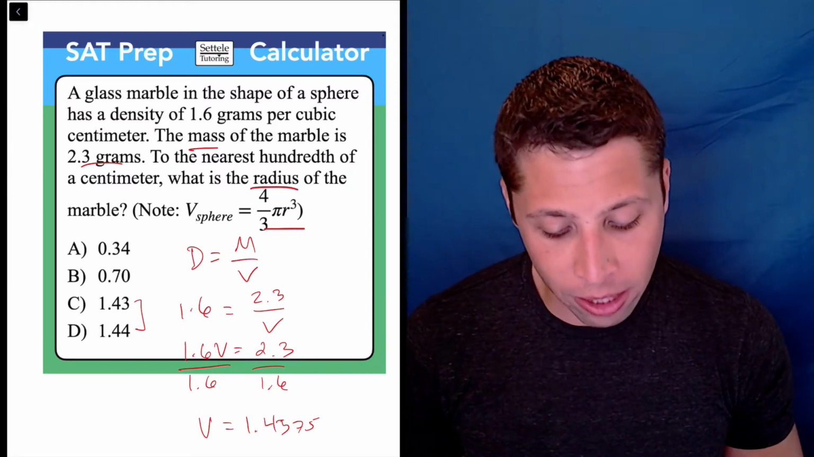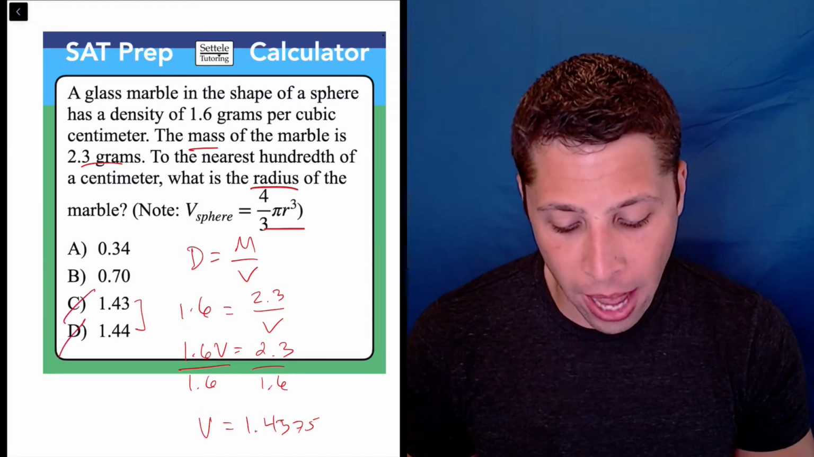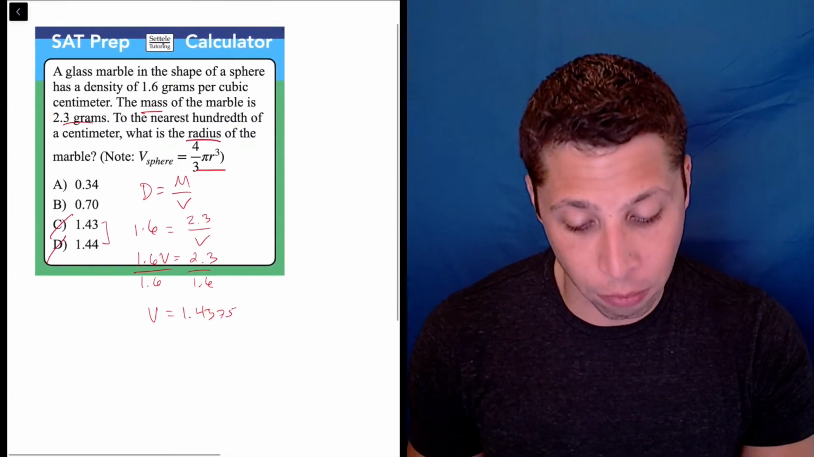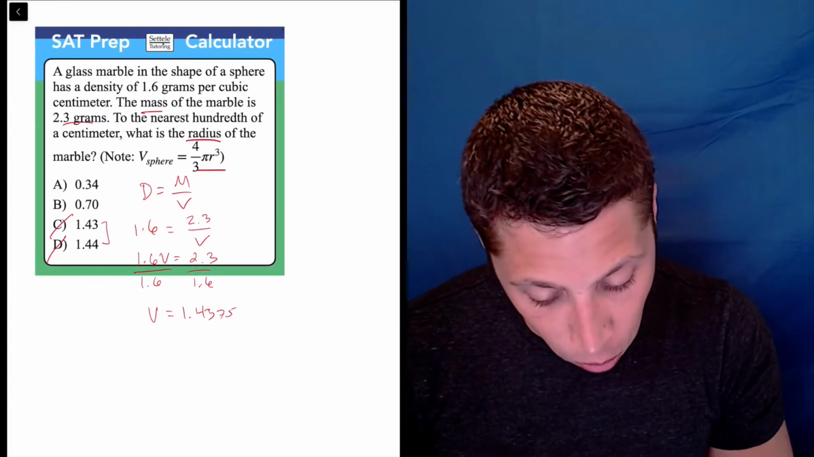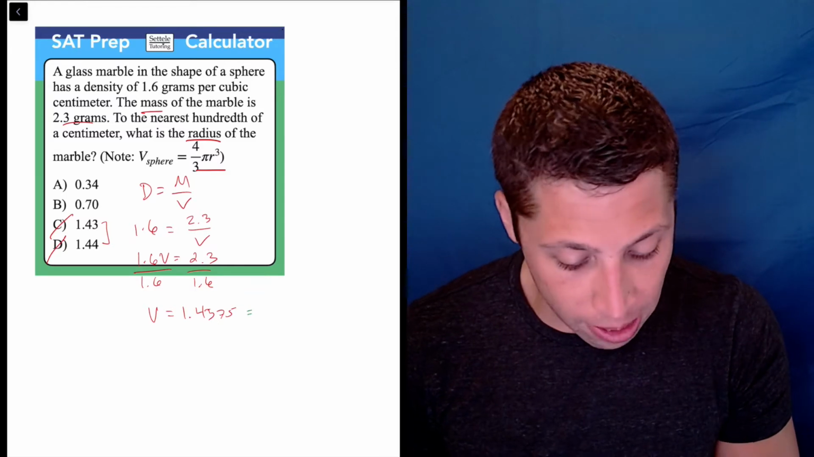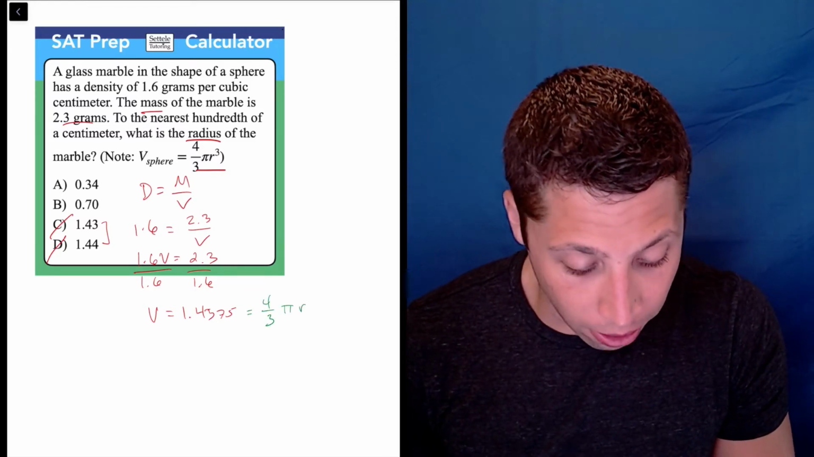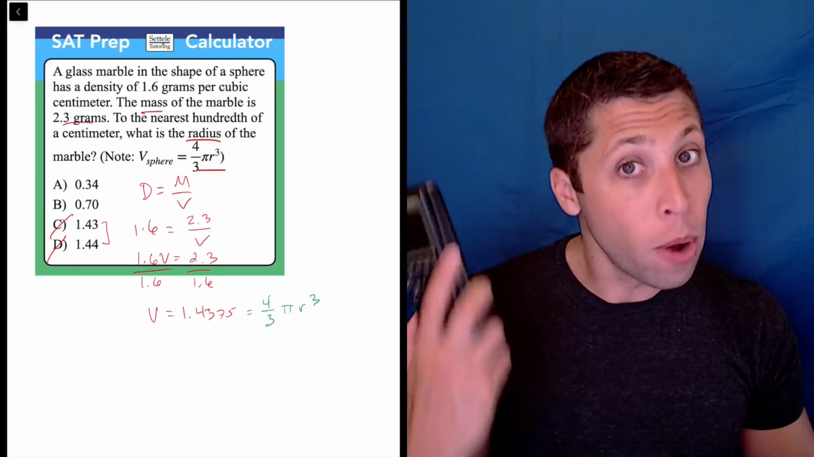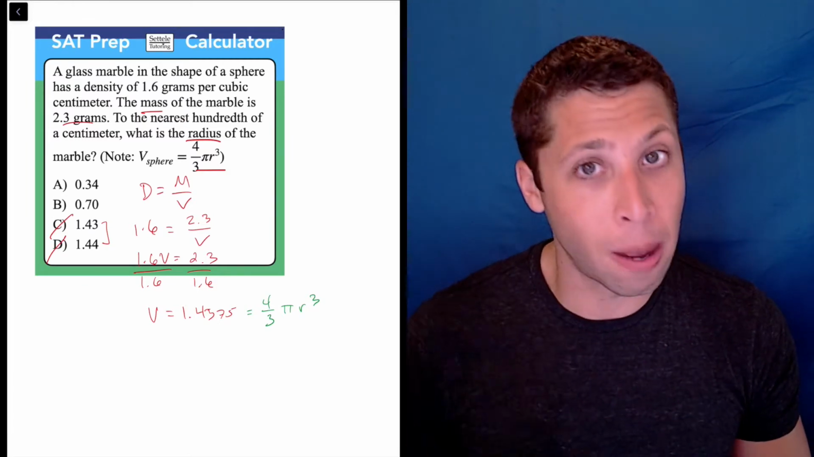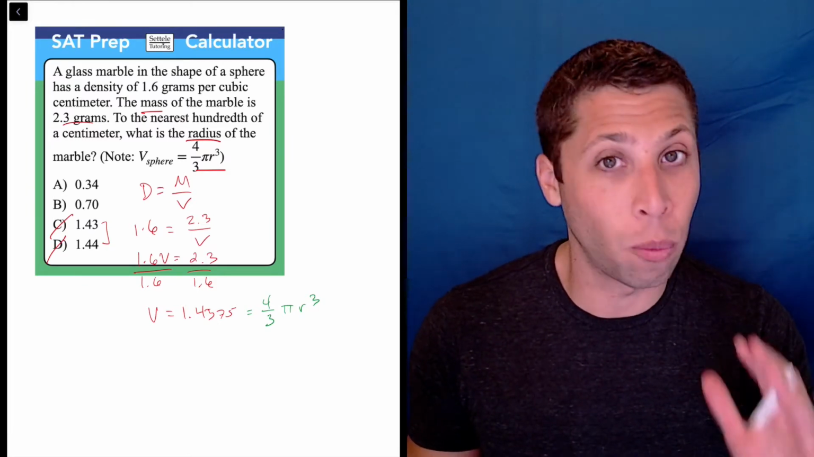So now we need to figure out, well, how do we find the radius from that? We're going to need to just plug it into that formula and solve. So 1.4375 is equal to 4/3 pi r cubed. Now, even with a calculator, it is easy to mess this up. So my recommendation is to treat things one at a time.